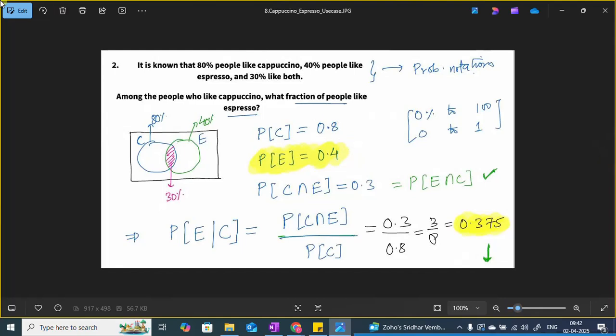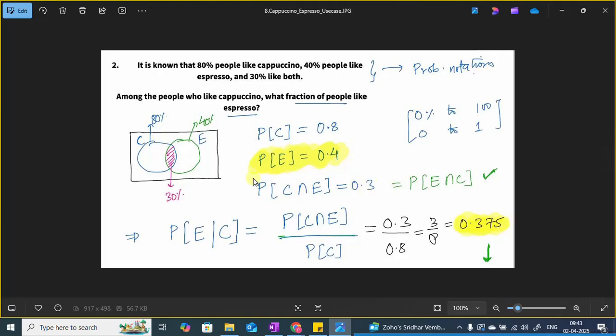It is known that 80% of people like cappuccino, 40% like espresso, and 30% like both. Among the people who like cappuccino, what fraction of people like espresso? Try to see how I am framing a diagram out of this contextual problem statement. The problem statement looks very difficult, but if I draw this diagram, you just have to pick the respective data, put it into the formula and get the value.